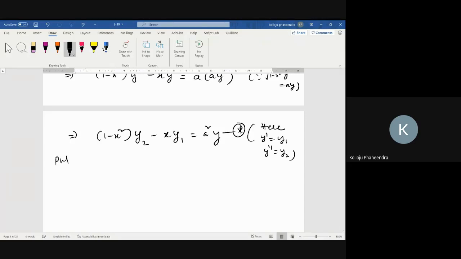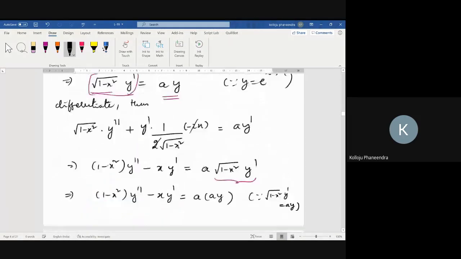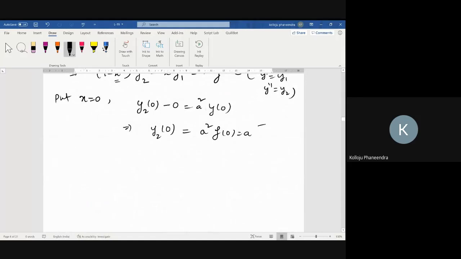Now put x equal to 0, because I need f double dash 0. Then this is y2 of 0, minus 0, equal to a square into y of 0. This implies y2 of 0 is a square into y of 0, which is nothing but f of 0, and its value is 1. So this value is a square into 1, that is a square.